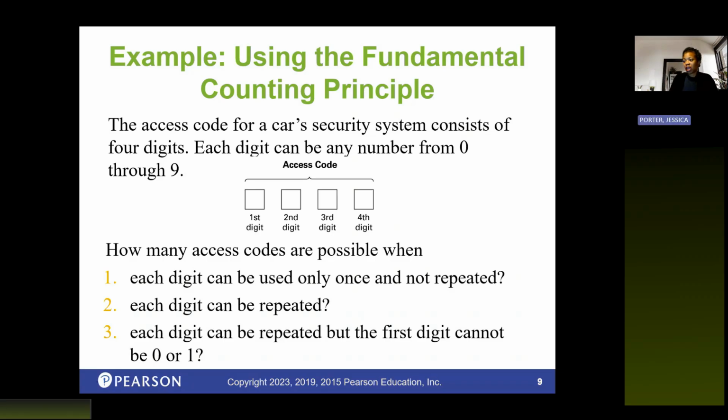Awesome. Okay. So the access code for a car security system consists of 4 digits. Each digit can be a number from 0 through 9. And we've got 3 different scenarios that we're going to look at. So the first scenario is if each digit can be used only once and not repeated. So how many digits do I have to choose from for that first digit?